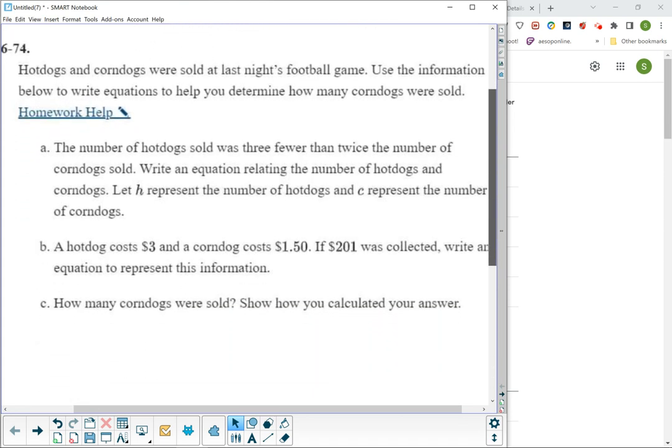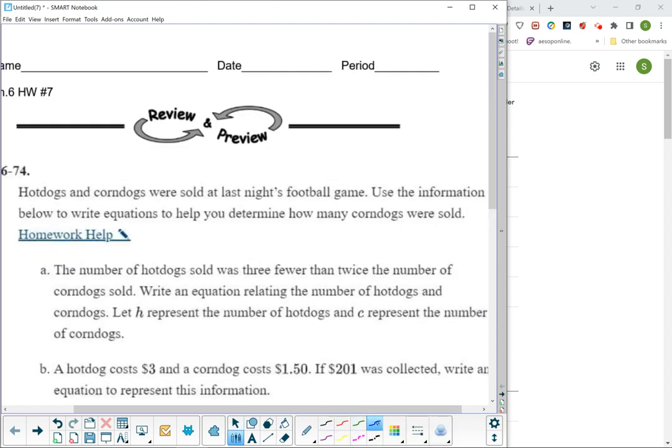All right, so letter A. Number of hot dogs sold were 3 fewer than twice the number of corn dogs sold. Write an equation relating the number of hot dogs and corn dogs. Let H represent the number of hot dogs. Let C represent the number of corn dogs.